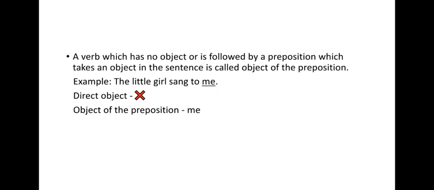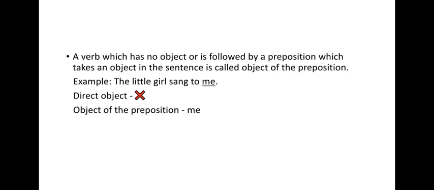Now this is a definition of object of the preposition, okay? Or we can call it the prepositional object. So what is a prepositional object? Listen here very carefully, okay? A verb which has no object or is followed by a preposition which indicates an object in a sentence is called object of the preposition.